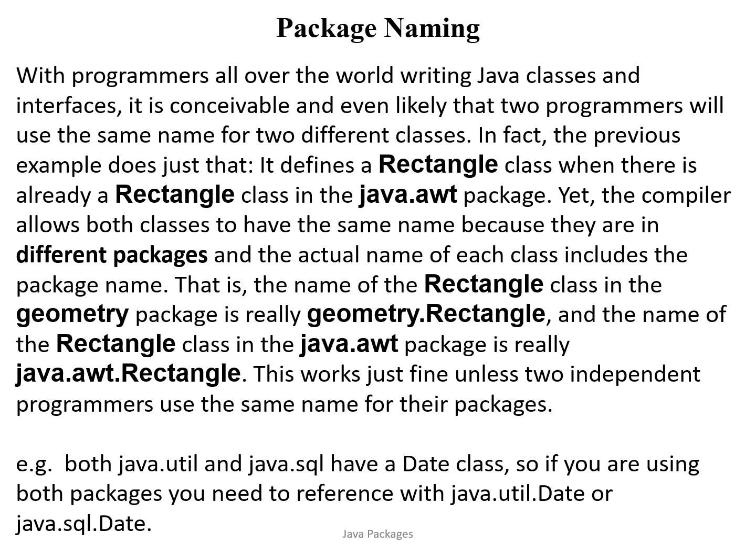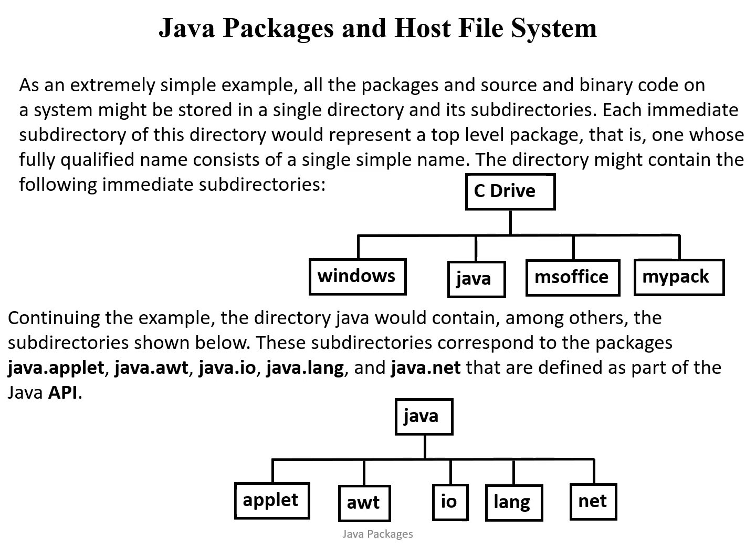That is, the name of the rectangle class in the geometry package is really geometry.rectangle, and the name of the rectangle class in the java.awt package is really java.awt.rectangle. This works just fine unless two different programmers use the same name for their packages. Both java.util and java.sql have a date class. So if you are using both packages, you need to reference java.util.date or java.sql.date.